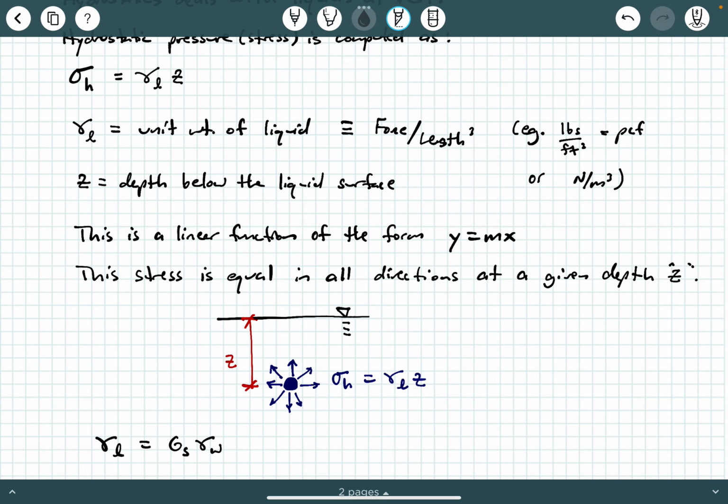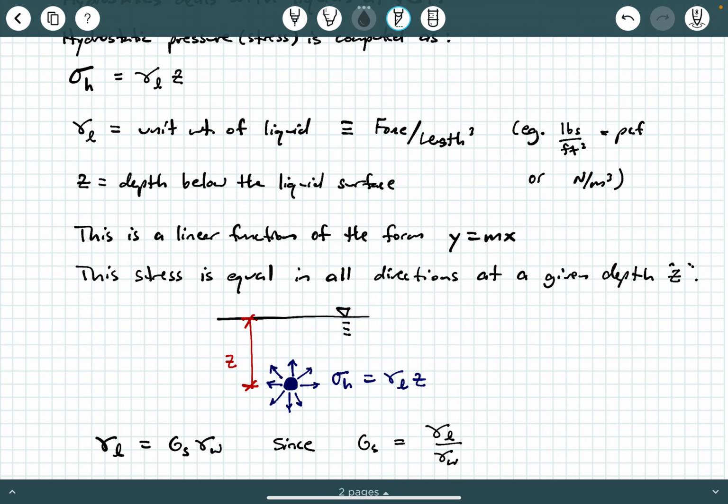Now, let's talk a little bit more about the unit weight of the liquid, okay? If you're in a situation where you don't directly have the unit weight of the liquid, but maybe you have its specific gravity, you can relate unit weight of a liquid to the unit weight of water by its specific gravity. So we'll make a note here. We're going to say the unit weight of the liquid, gamma L, is equal to GS gamma W, since the basic definition of specific gravity of liquids is the unit weight of the liquid divided by the unit weight of water.